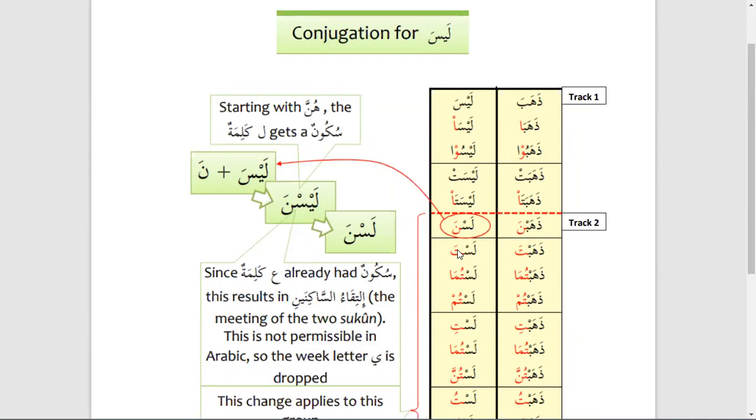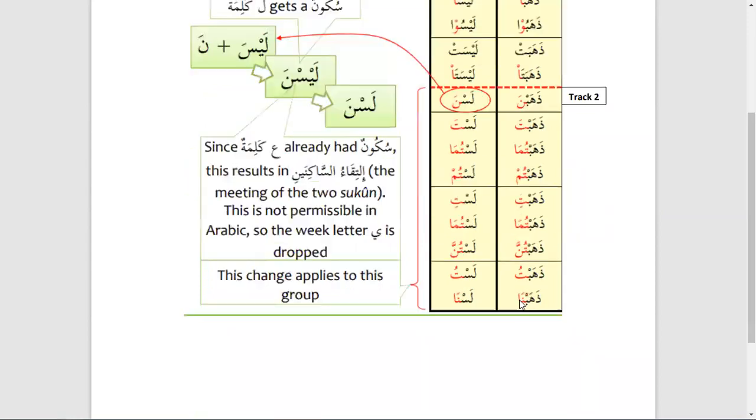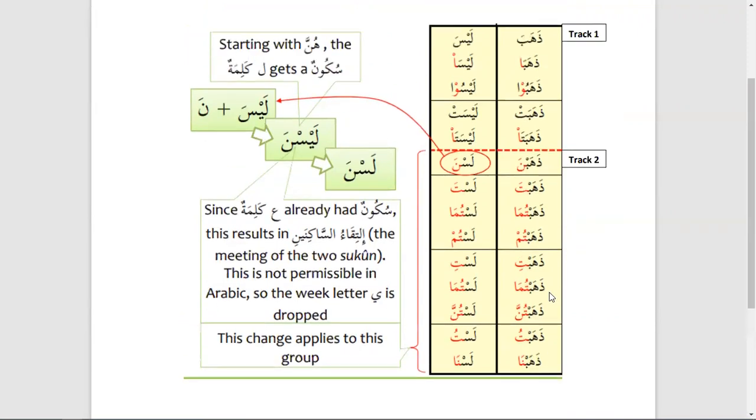And then we continue the second track. Now we are on the second track. So the second track goes like lesna, and then lesta, lestuma, lestum, lesti, lestuma, lestunna, lestu, and lesna. So the same here. Dhahabna, dhahabta, dhahabtuma, dhahabtum, dhahabti, dhahabtuma, dhahabtunna, dhahabtu, and dhahabna. So is it clear, or is it ambiguous, or does it make sense? Any comments? Any thoughts?